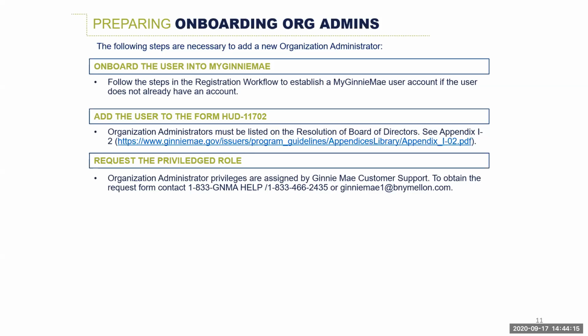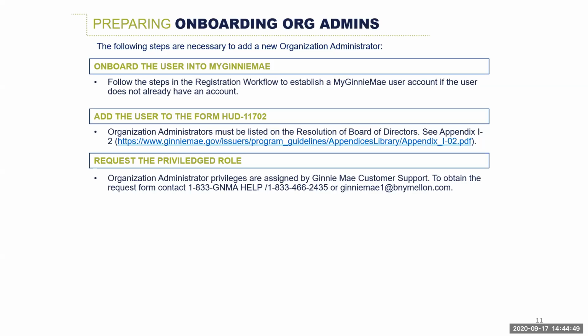Then you must make sure that the user is listed on the form HUD 11702. If the person is not already on the resolution of the board of directors, you will need to add them before they can be set up as an organization administrator. If the user is on the HUD 11702, or you have recently added them to the HUD 11702, you may then, and only then, reach out to GinnieMae customer support to have the privileged role of organization administrator assigned.